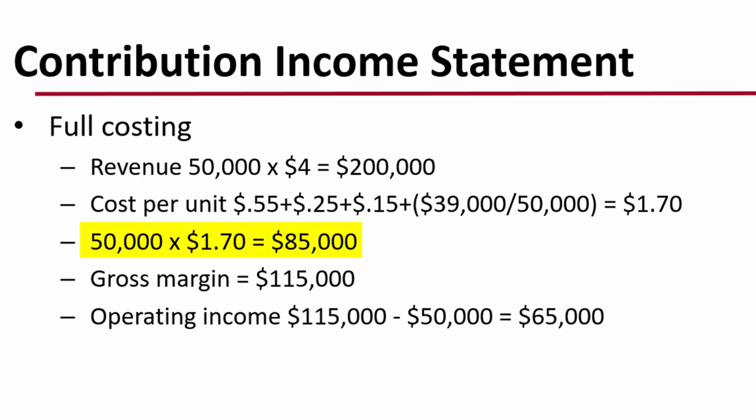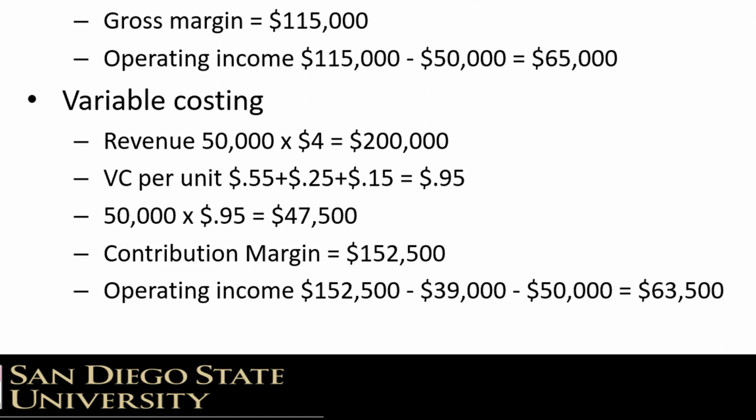So 50,000 units times $1.70 is $85,000. The gross margin, therefore, is $115,000, and our operating income is the $115,000 less those fixed SG&A costs of $50,000, or $65,000. Okay, let's do the same thing under the contribution system or variable costing.